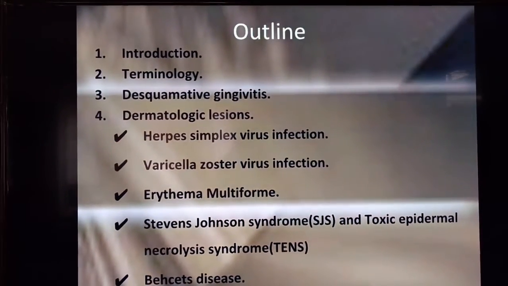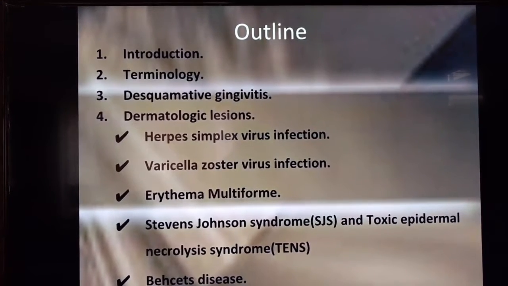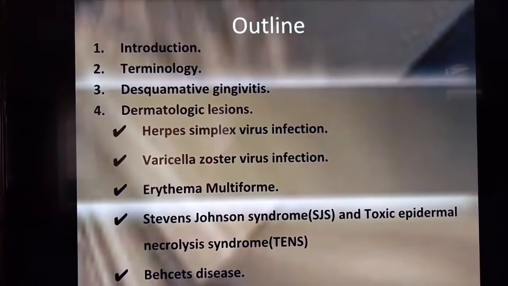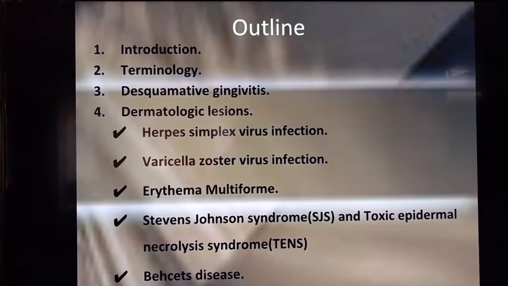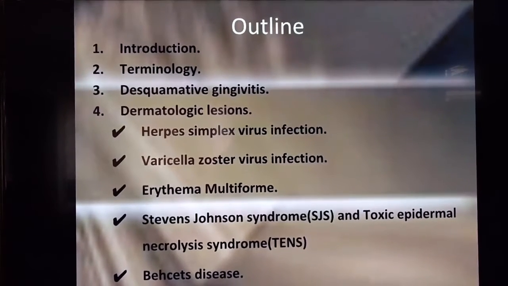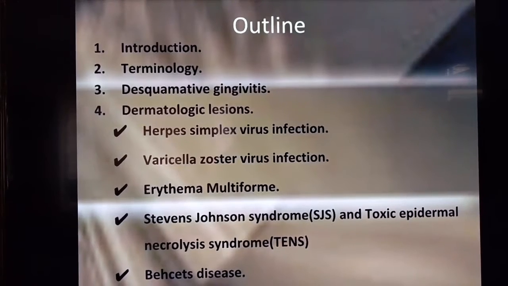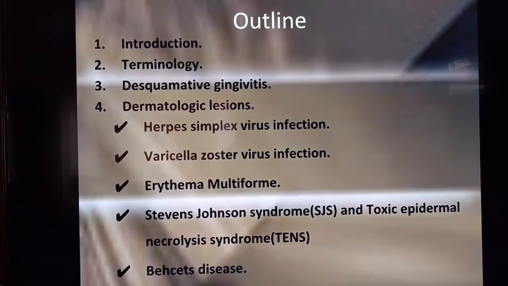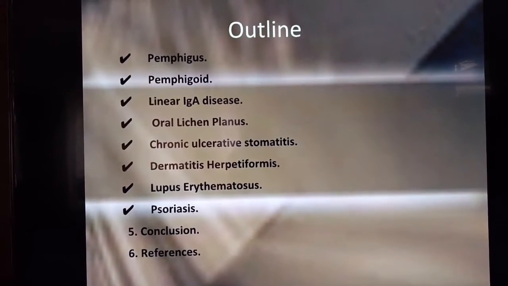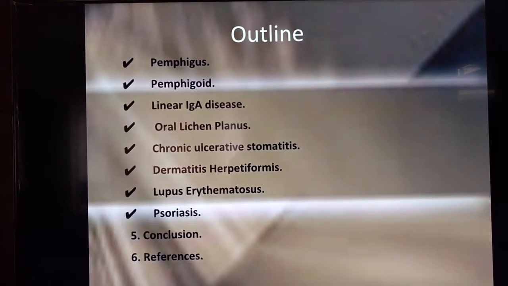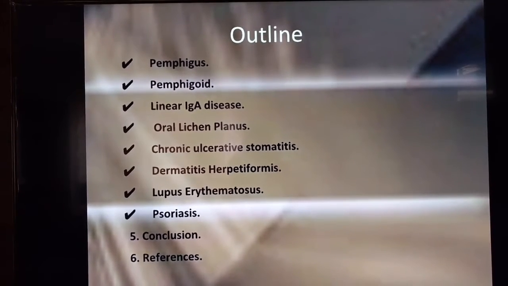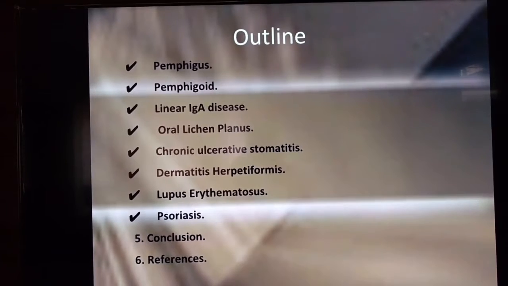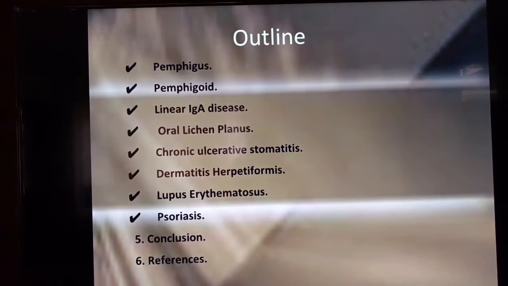My topic today is dermatologic lesions and their influence on the periodontium. I am going to speak to you on different aspects: introduction, terminology, desquamative gingivitis, dermatologic lesions, herpes simplex virus infection, varicella zoster virus infection, erythema multiforme, Stevens-Johnson syndrome, and toxic epidermal necrolysis syndrome, followed by Behçet's disease. We will complete with pemphigus, pemphigoid, linear IgA disease, oral lichen planus, chronic ulcerative stomatitis, dermatitis herpetiformis, lupus erythematosus, psoriasis, and finally we will conclude.